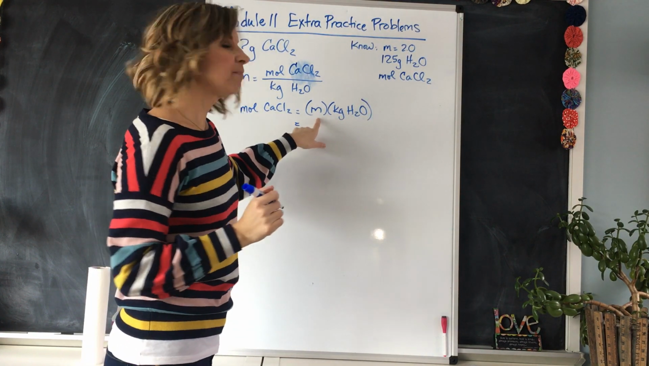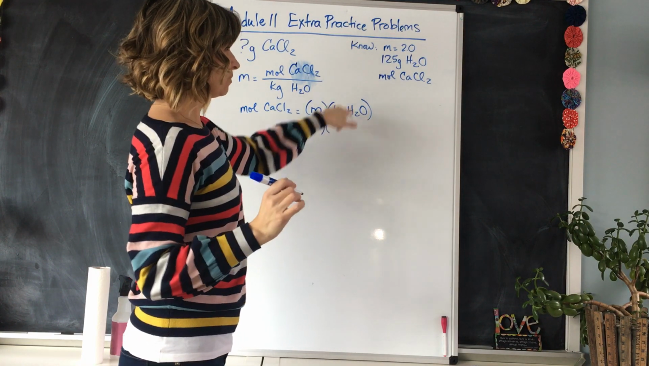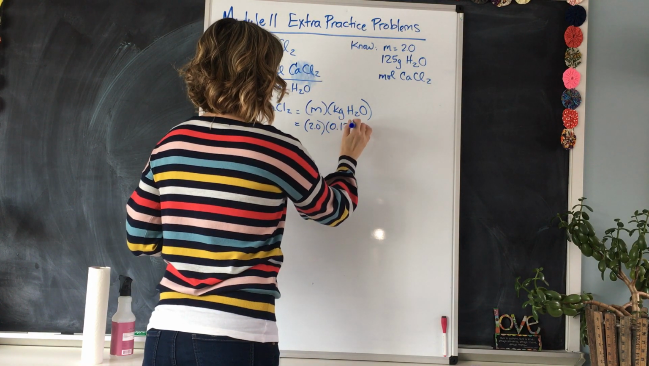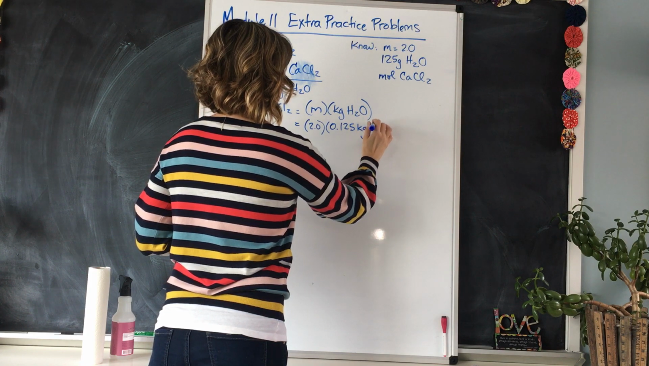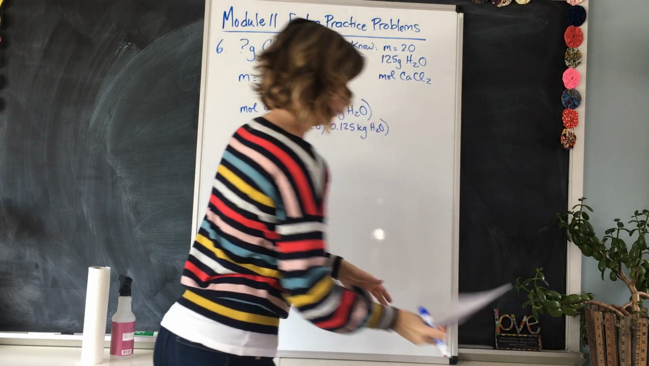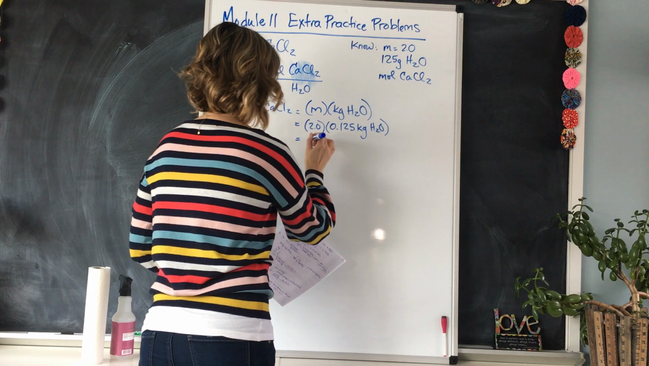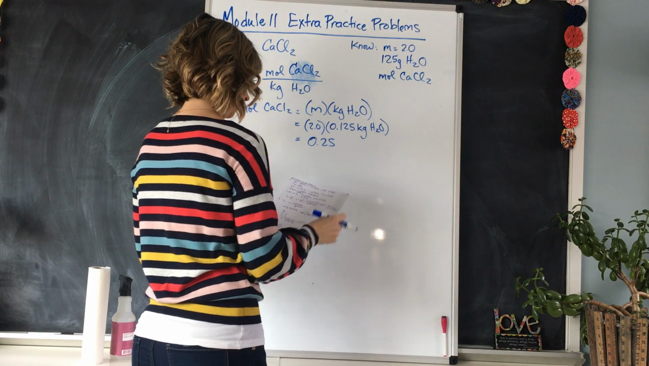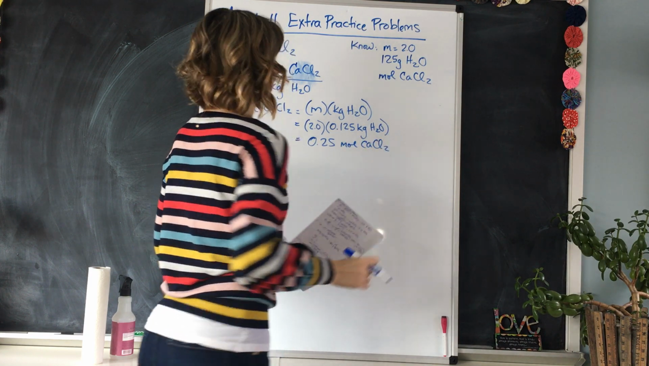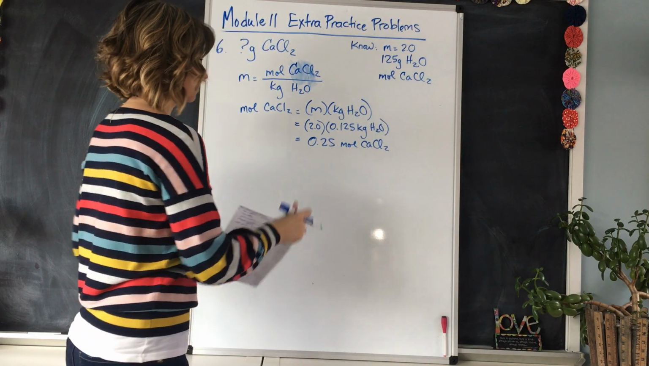And then we can plug them in. So the molality is 2.0, and the kilograms of water would be 0.125 kilograms of water. And so the moles of CaCl2 would equal 0.25 moles of CaCl2. Okay, and now we just have to convert from moles of CaCl2 to grams of CaCl2.